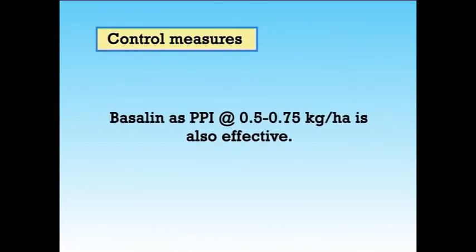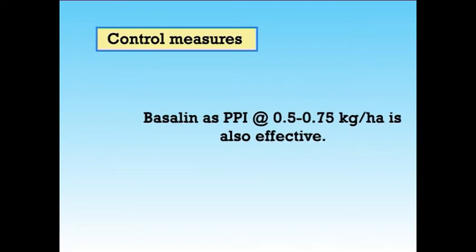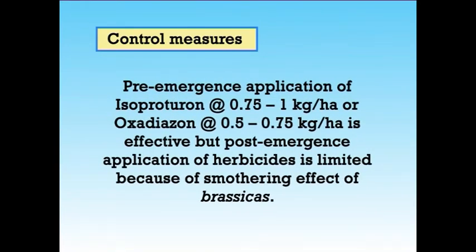Basalin as pre-plant incorporation at the rate of 0.5 to 0.75 kg per hectare is also effective. Pre-emergence application of isoproturon at the rate of 0.75 to 1 kg or oxadiazon at the rate of 0.5 to 0.75 kg per hectare is effective, but post-emergence application of herbicides is limited because of the smothering effect of Brassicas.